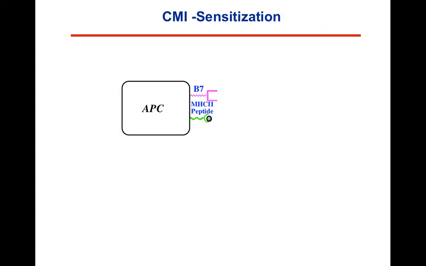So let's look at the two phases of this response. The first phase is referred to as the sensitization phase, and this is where an antigen processing cell, generally a dendritic cell, for example, expresses B7 and MHC2 peptide. It can be a macrophage, but generally it's a dendritic cell. So it's taken the peptide antigen in, processed it, put it on the surface, and that's going to interact, as we've seen, with CD4, a Th1 cell.